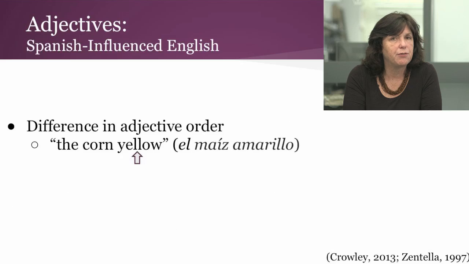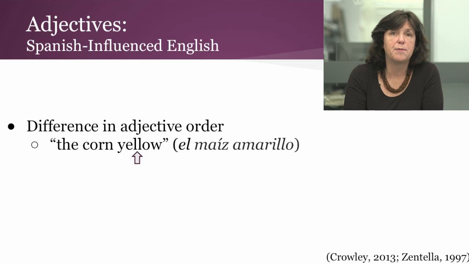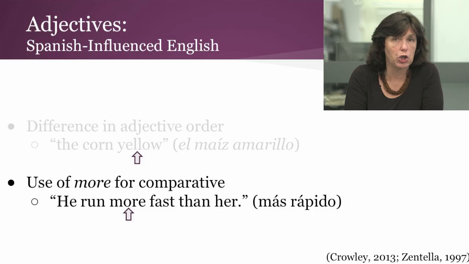In Spanish-influenced English, the adjective order may be different than in Standard American English. For example, in the phrase, the corn yellow. This comes from the Spanish word order, el maíz amarillo. More can be used for the comparative form, as in, he run more fast than her.